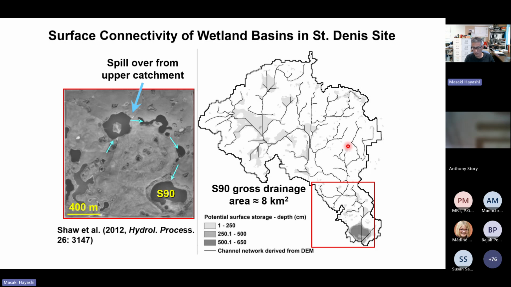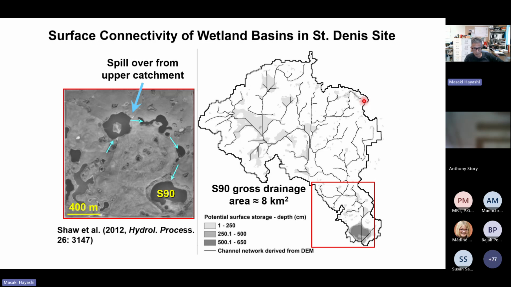And later on, we used a new technology called LiDAR. LiDAR was then a brand new technology which allowed the generation of detailed digital elevation models. And we know that this area, which was our world at the time, was actually only a small part of the larger world. So this S90 was the terminal wetland of a gross drainage area as large as 8 kilometers squared.